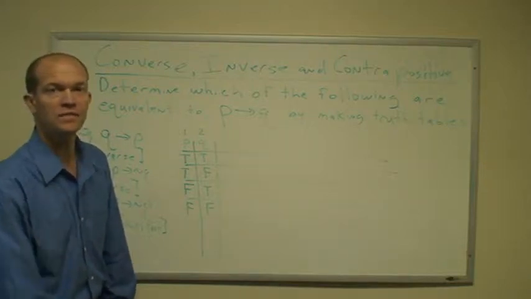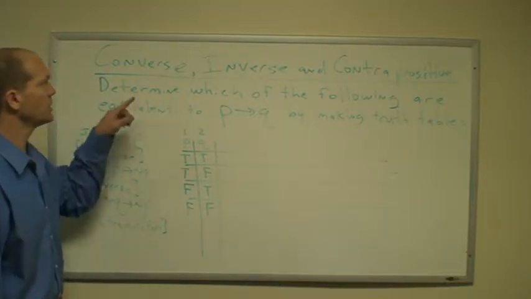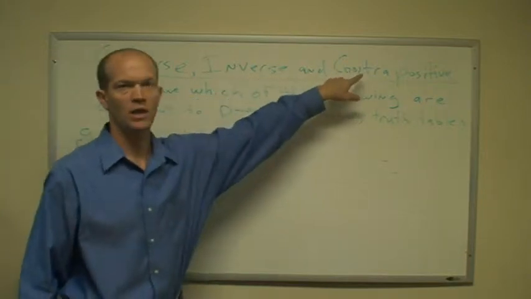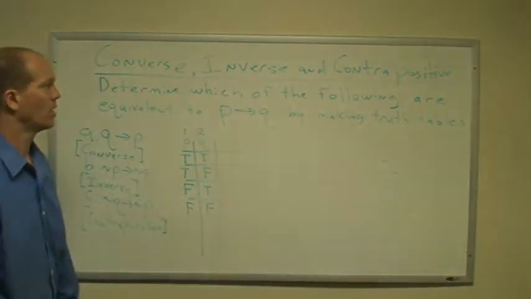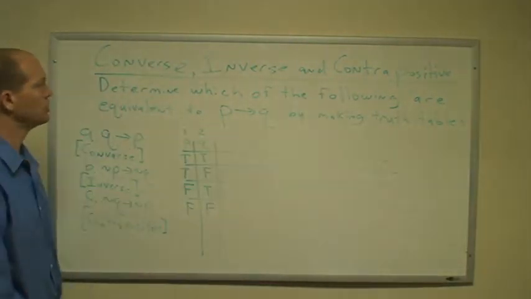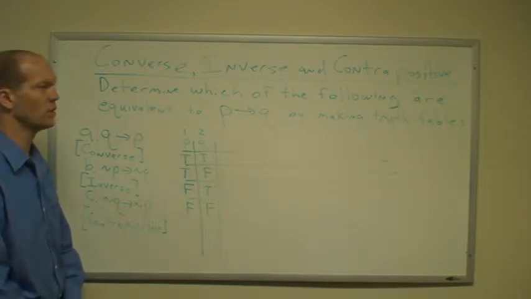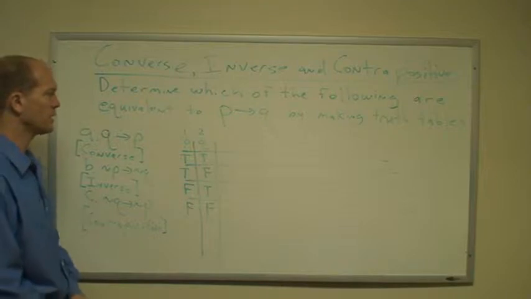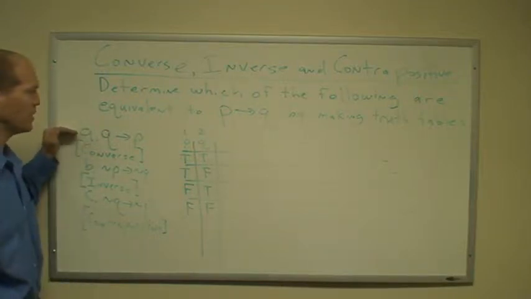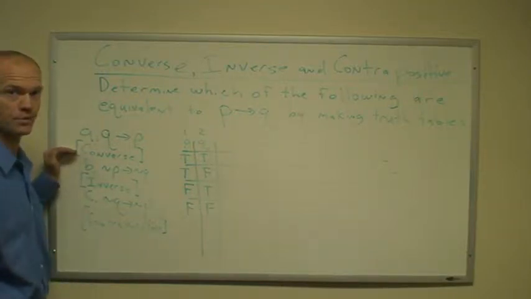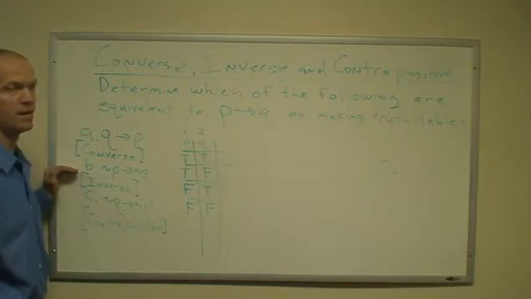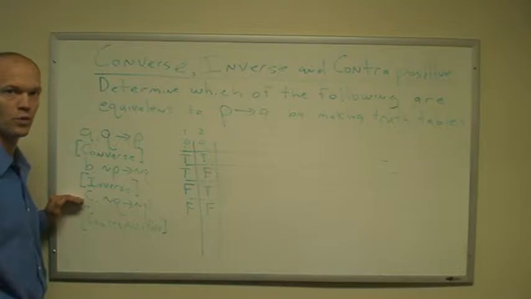Hi y'all. In this video, we're going to look at the relationship between the converse, inverse, and the contrapositive, along with the original conditional. To do that, let's first determine which of the following are equivalent to if P then Q by making truth tables. The three things we'll consider are if Q then P, which is called the converse, if not P then not Q, which is called the inverse, and if not Q then not P, which is called the contrapositive.